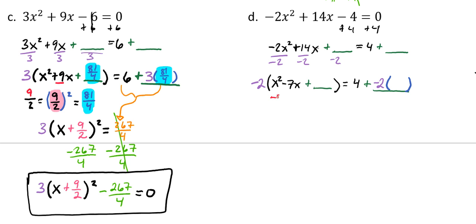And we're going to take that negative 7 and divide it by 2, which gives us a negative 7 over 2. And we'll square that, which will give us a 49 over 4. So we're going to put that into our leave a space. Right, so this number goes in that space. Then we're going to write it in factored form.